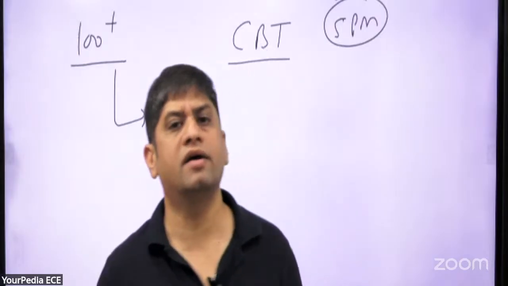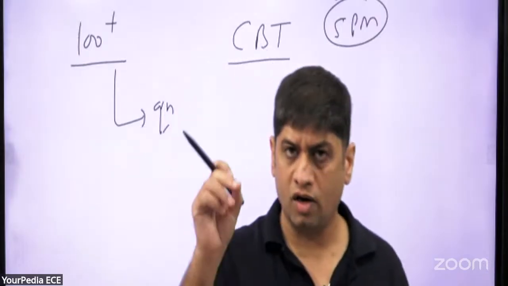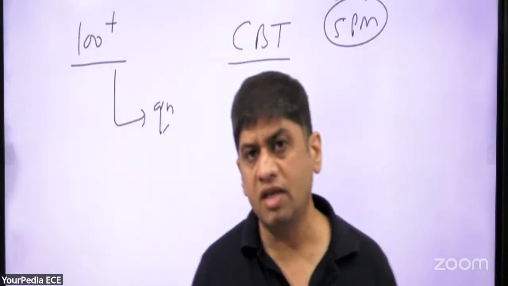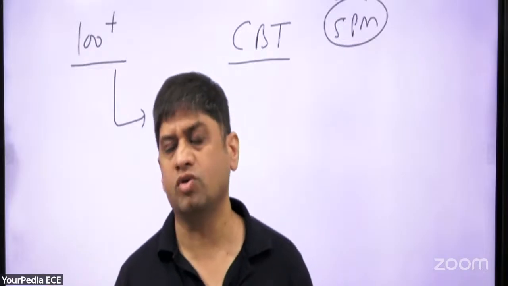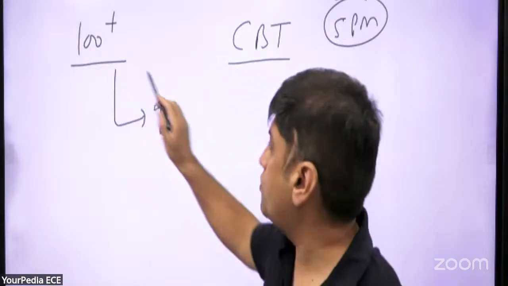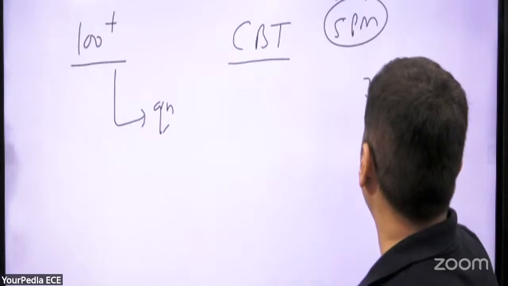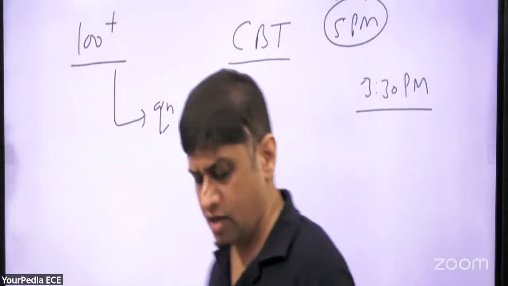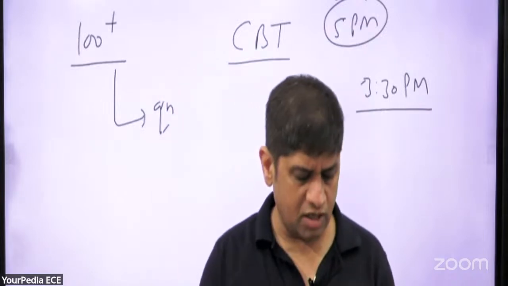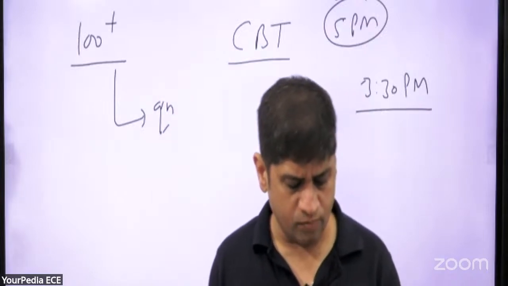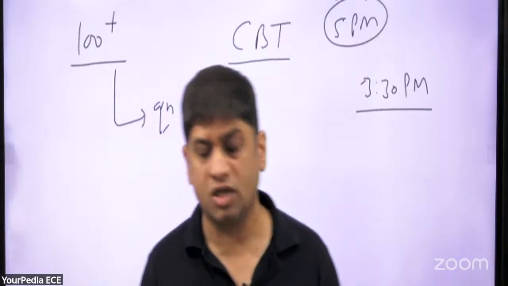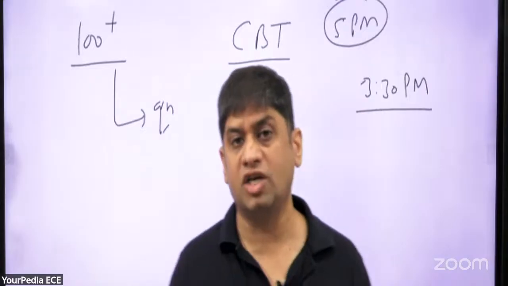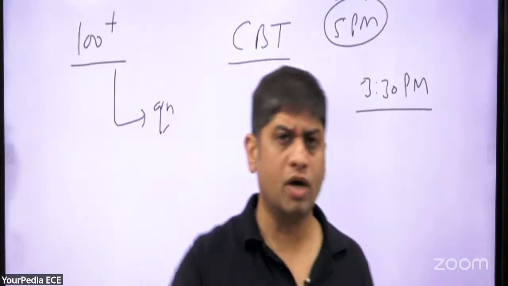YourPedia is going to provide you a detailed solution for electronics and communication by 5 p.m., and for that we need the 100 questions we already have. The solution of the 100 questions will be shared with you by 3:30 p.m., and then you can check whether the questions and answers are correctly provided, or whether any change is required. You can keep on checking that.